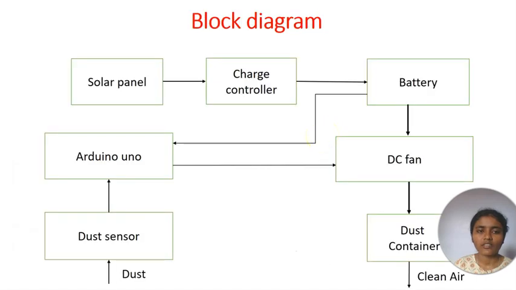Block diagram. This block diagram represents how the components are connected to each other. Here the solar panel is connected to a charge controller, and the charge controller is connected with a battery, and the battery is connected with the Arduino Uno and a DC fan. The dust sensor is connected with the Arduino Uno, and the dust container is connected with the DC fan.